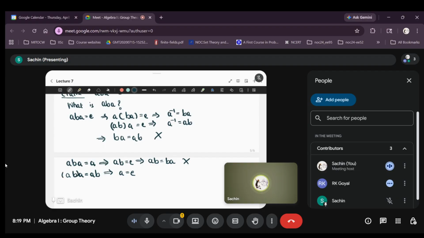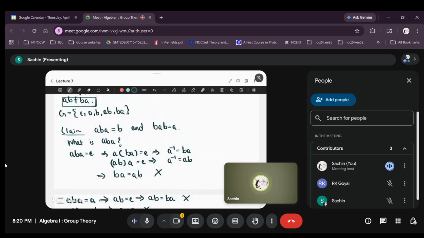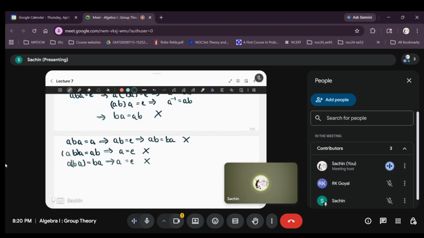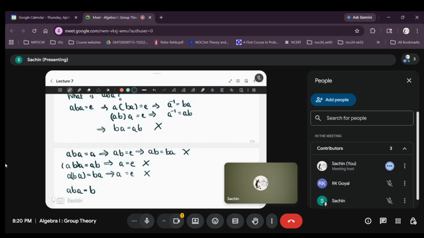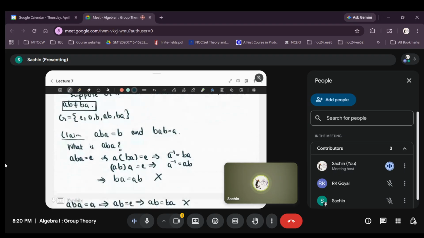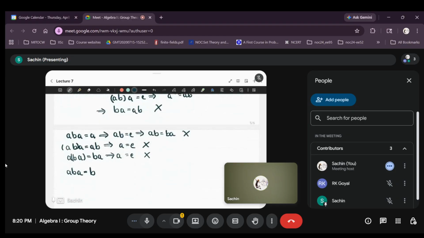AB times A is equal to AB, which is also not true. We assumed A and B were distinct elements. Similarly, if A times BA is equal to BA, then A again would be equal to E, which is not possible. So ABA cannot be any of the other four of them. That means that ABA must be equal to the leftover element, which is B, because it cannot be AB or BA. That is correct, no?